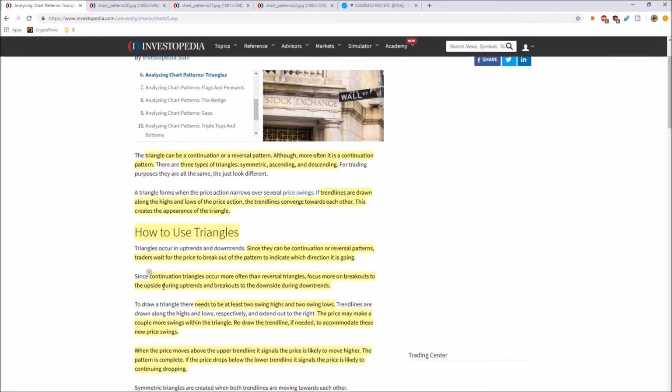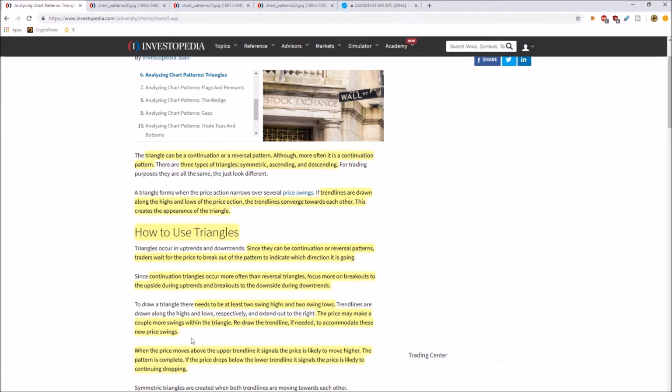The price may make a couple more swings within the triangle. You redraw the trend line if needed to accommodate the new swing prices. So these triangles are not set in stone, they can change, and that's okay. You can update them. I've drawn that Bitcoin triangle we've been in for a couple of months 70 different times, and every one has been slightly different.